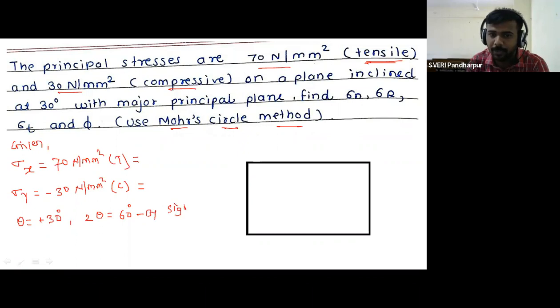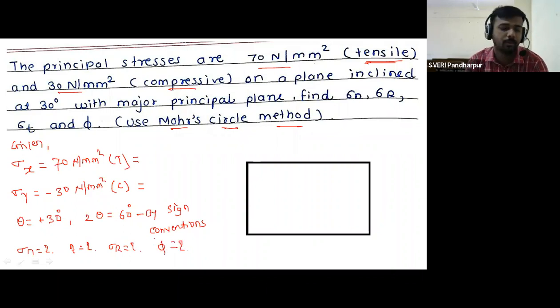because they have not mentioned at which corner your theta will be located, and we have decided that if it is not mentioned in the statement, we always take it at the left side. So as per the sign convention, we have taken theta positive, and we have to calculate normal stress, tangential stress, resultant stress, and angle of obliquity. Okay, so these are all the given parameters.